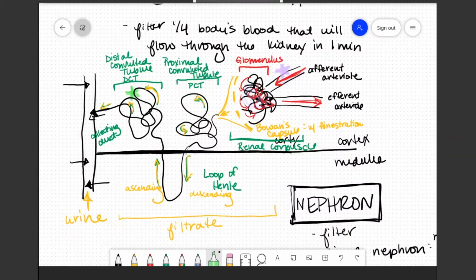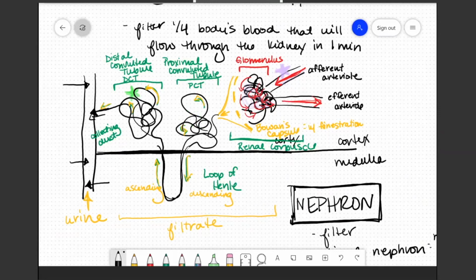We're taking things out that we want to keep, and we're putting things in that we don't want to keep. By the time you get all the way down to this, you've gone through here, you've gone down here, you've gone up. By the time you get to the DCT, you are getting ready to dump into the collecting duct. That means that whatever the concentration of this filtrate is, it needs to be the right concentration.